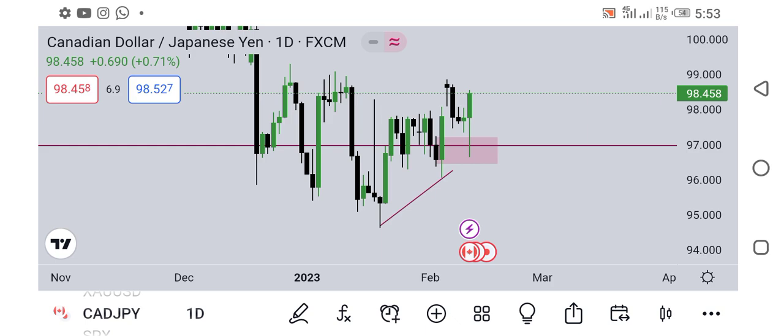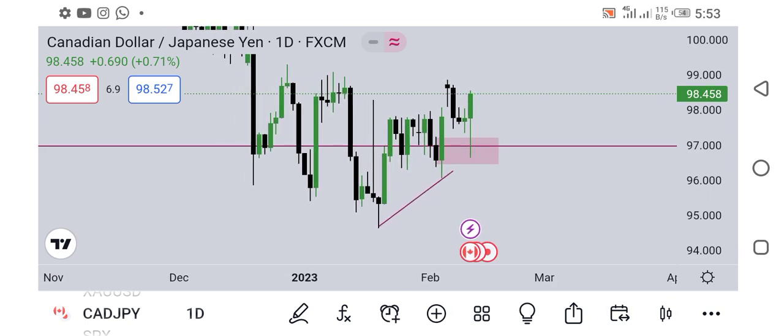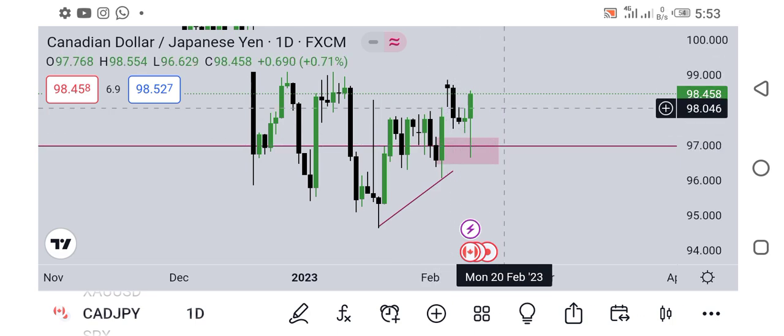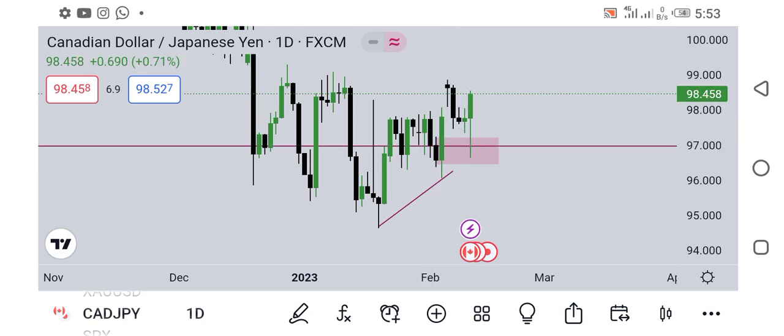So if I have a failed swing there, that gives me an indication that this market wants to rally. And again, this rejection from this order block is quite interesting. So that's a good sign for me.